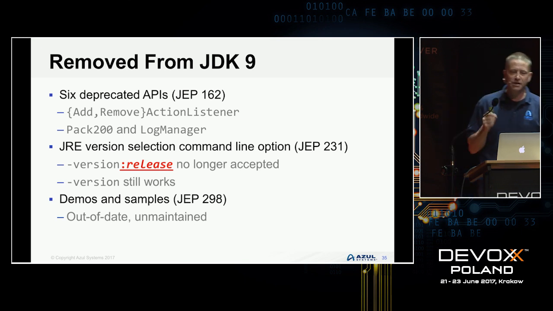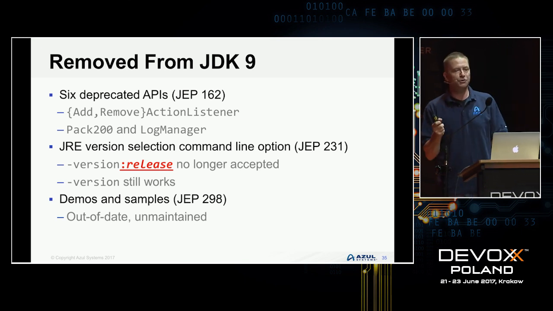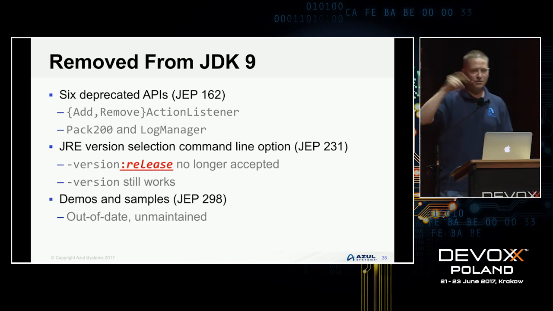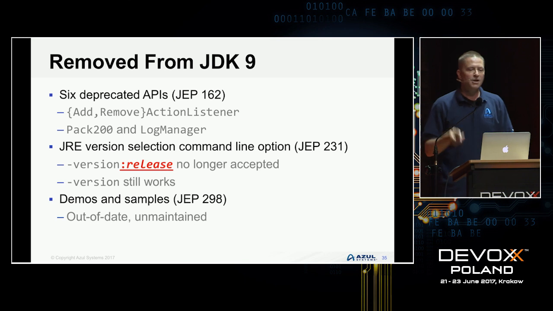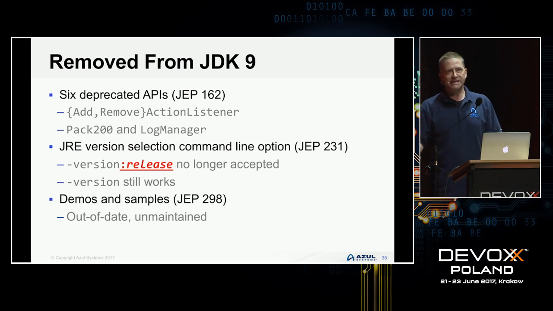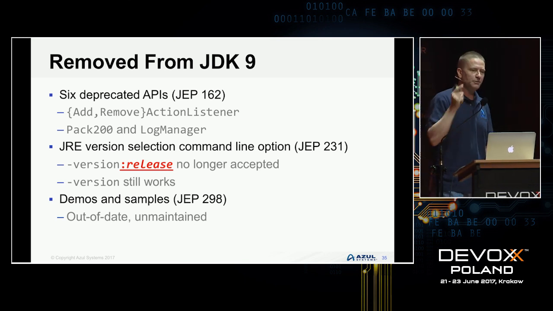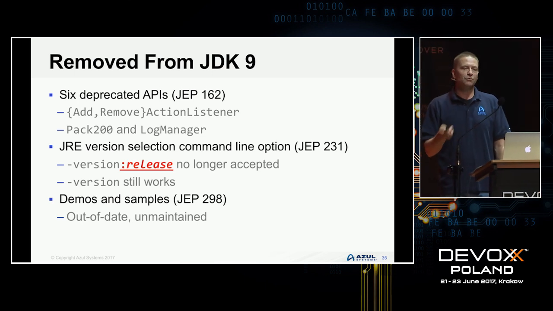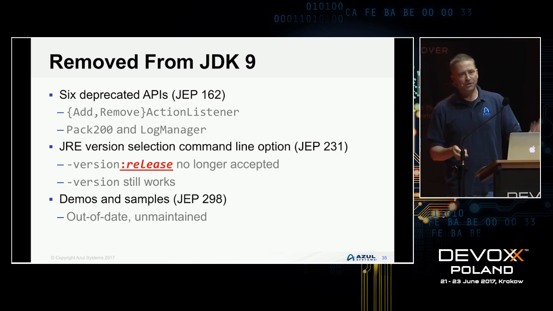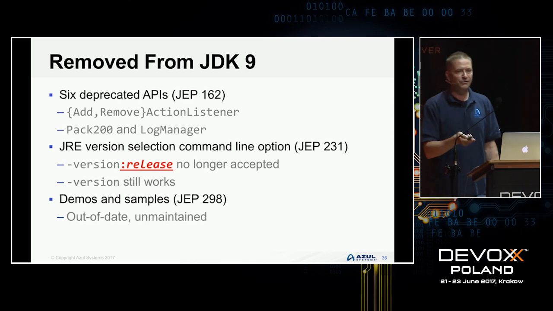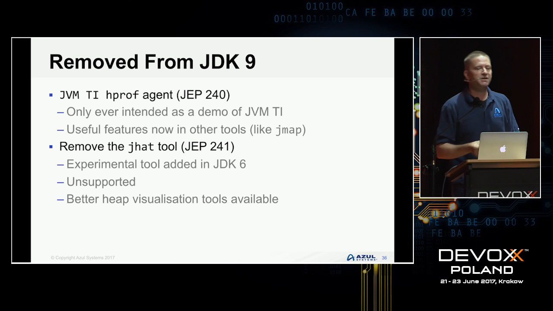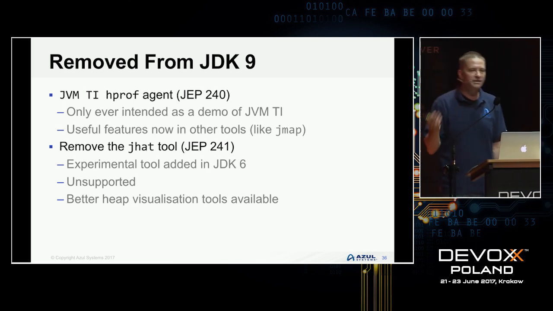Next thing is that the JRE version selection command line option has changed. And I need to make this clear because somebody asked me this question after I did the presentation a while ago. So -version:"release" is no longer accepted. You can still do -version. That makes sense because you need to know what version of the JVM you're using. All the demos and samples that were being shipped with the JDK, very much out of date, so they have been removed as well.